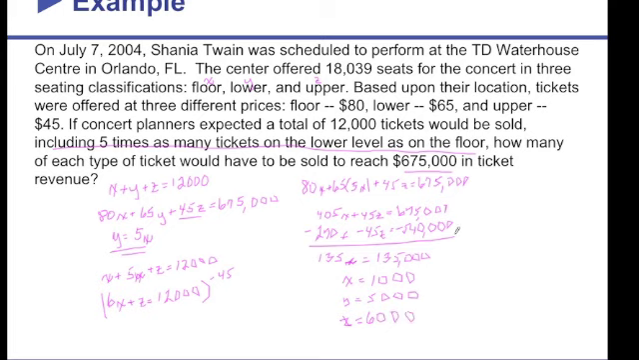So how many tickets of each type? We'll have 1,000 on the floor, 5,000 for lower level, and 6,000 upper level tickets.